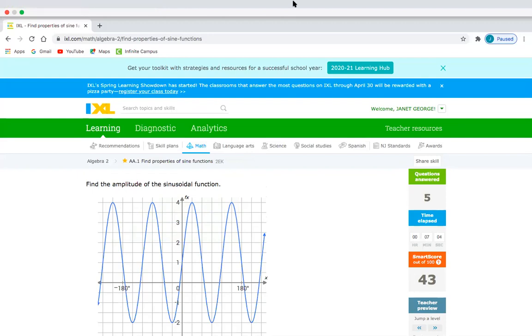All right, amplitude: you see the height from the midline to the max or to the min. Okay, so keep practicing and I will talk to you soon.